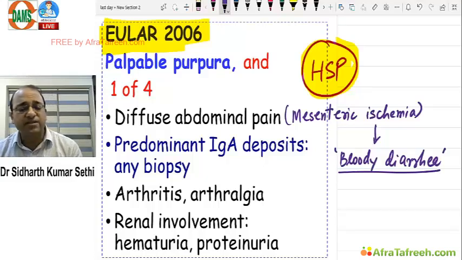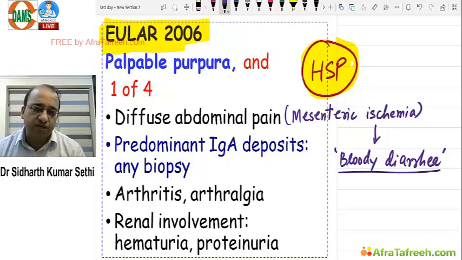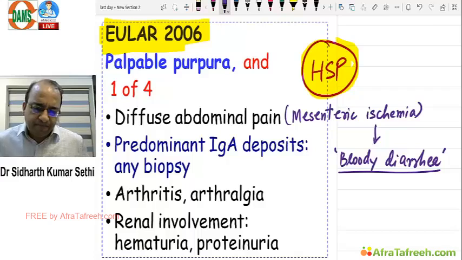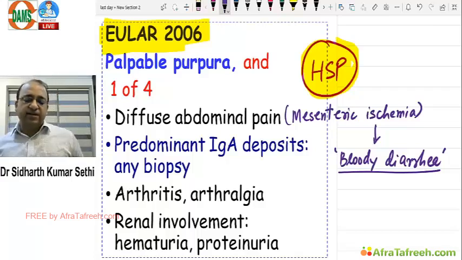So please remember these criteria. They will help you in diagnosing the most common vasculitis. Palpable purpura, diffuse pain abdomen, or predominant IgA deposits, any biopsy, whether it's skin or kidney, arthritis, arthralgias, renal involvement with hematuria, proteinuria.